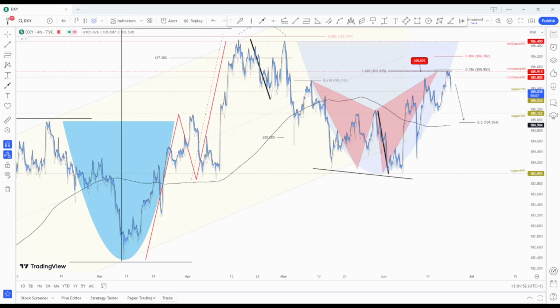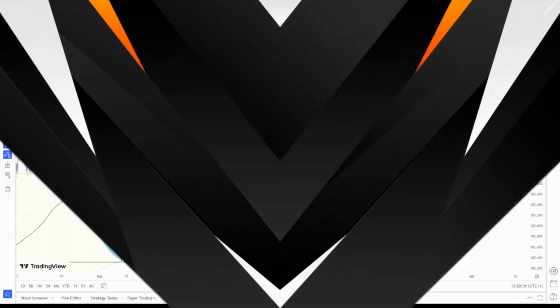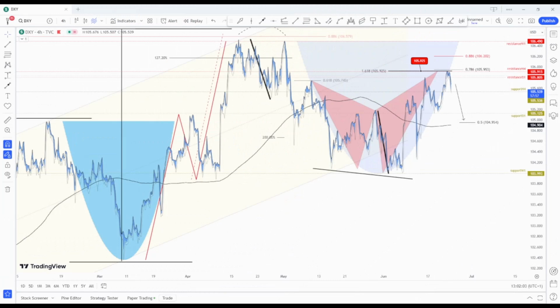Today we are going to explore multiple patterns that may emerge and some of them already formed, so let's dive in. For the Dixie, for the dollar index, we have a very sharp pattern completed, indicating a possible pullback. This pattern suggests that the Dixie may drop back to 104.95, so let's keep an eye on this pattern.